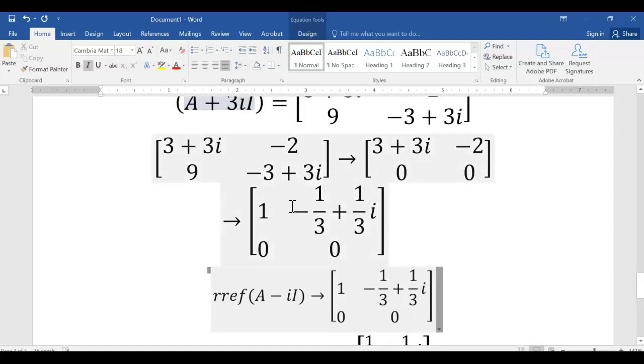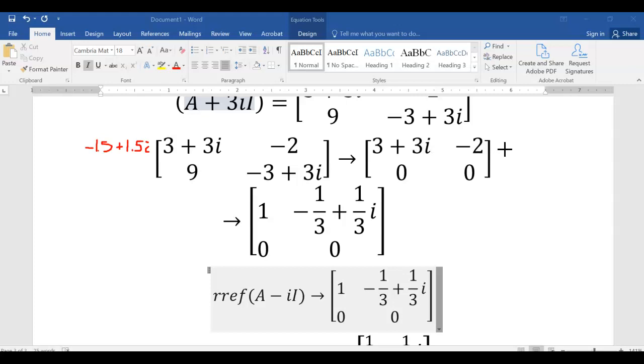And you'll get out a row reduced echelon form that is 1, negative 1/3 plus 1/3 i, and then 0, 0. By the way, you're multiplying this first row by a negative 1.5 minus 1.5i. So let me just write that down. So you're multiplying that first row by a negative 1.5 plus 1.5i. And then when you multiply that times the top row, add it to the bottom, that's how you get the 0, 0 entries.